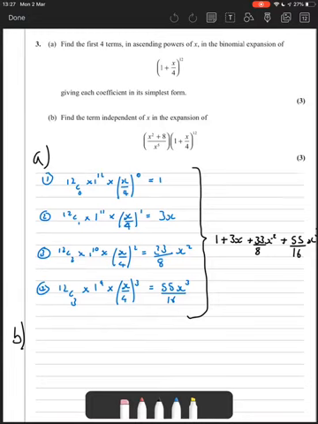So we're going to have a go at part B of question 3 on the November 2019 P2 paper. So we need to have a look at what it's asking for. It wants a term independent of x. So when we expand these two, we multiply them out. We're wanting the terms that basically have x to the power 0. And that's a bit of a clue of what we're going to need to do.